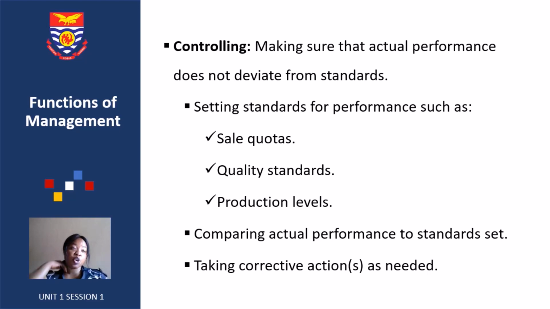Production levels is when you make sure that your employees are successfully producing and attaining a certain level of production to meet your day-to-day need or units of production. Then you compare actual performance to set standards. In this sense, you'll be able to identify if there is any deviation so that you can work towards it. Then you need to take corrective actions as and when needed based on the deviations or gaps you realize in the comparison of actual performance to set standards.